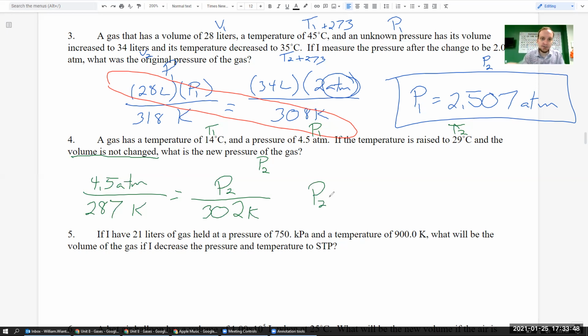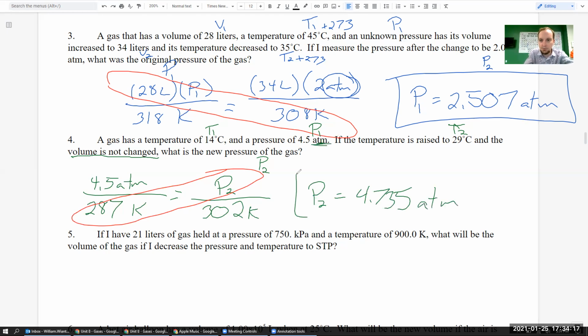All right, so again, I'm going to multiply my longer diagonal that I have both numbers for, 4.5 times 302. Then I'm going to divide by my shorter diagonal, so divide by 287. Again, my answer comes out to be 4.735. Again, we're looking for pressure. Notice in the problem, the pressure is in atmospheres, so my pressure for this one will be in atmospheres.